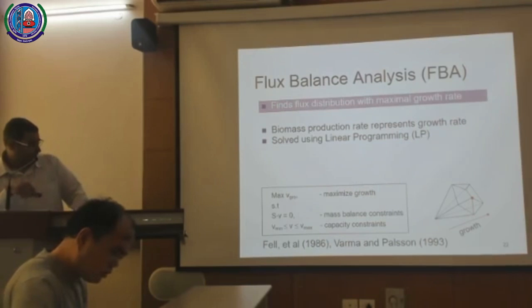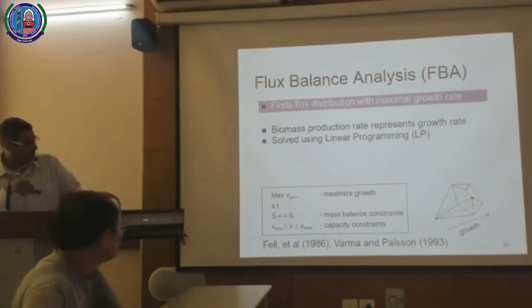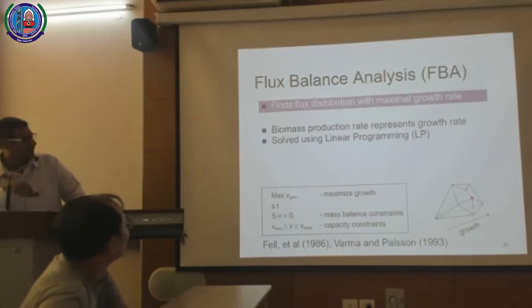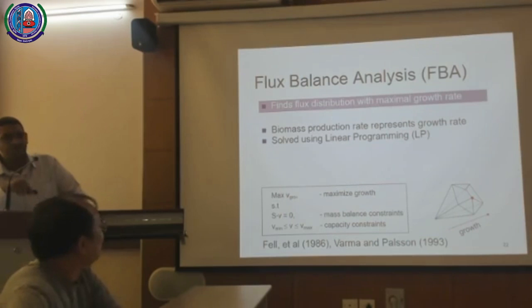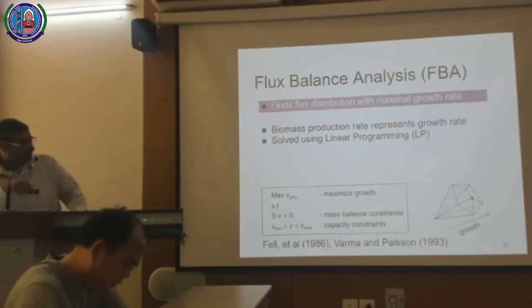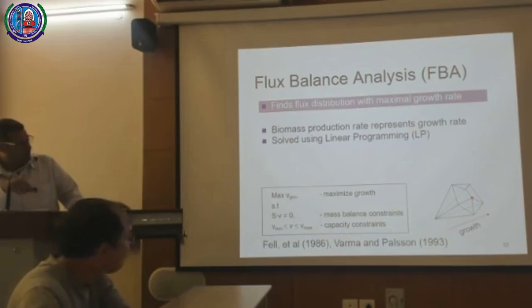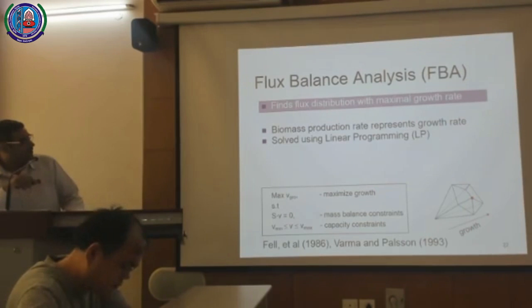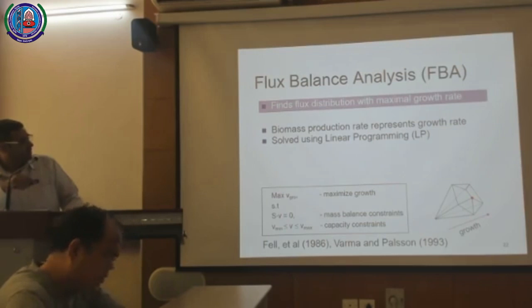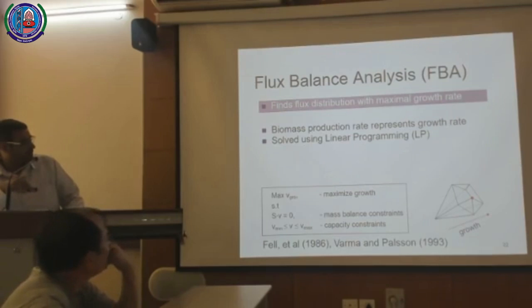First, if you see this paper, Palsson, it's the first paper related to this particular thing, and Varma and Palsson. This Varma is of Indian origin, but not working in India. They have done a very good study, published in a very small paper, which gives you an idea. It finds the flux distribution with maximal growth rate. Biomass production rate represents the growth rate, and it is solved using linear programming.